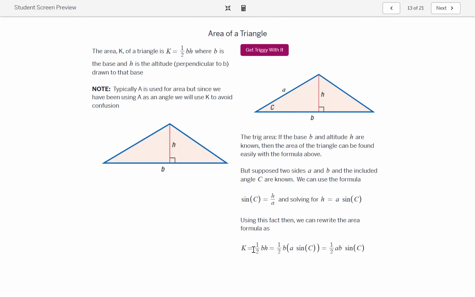Then my area of a triangle is 1/2 base times height. Well, my base is B. My height, the thing perpendicular to B, is what I just solved for, A sine C. So we get this formula: the area of a triangle is 1/2 side A times side B times the sine of angle C. So if I know two sides and the angle in between, I can figure out the area of that triangle, just using my sine function and the 1/2 that comes from our normal area formula for a triangle.